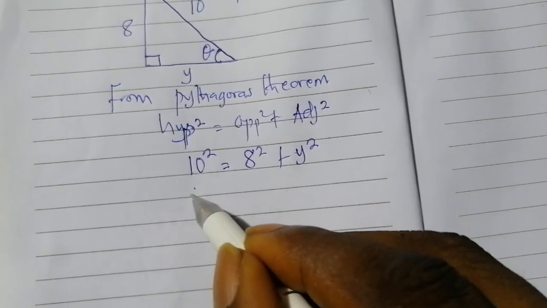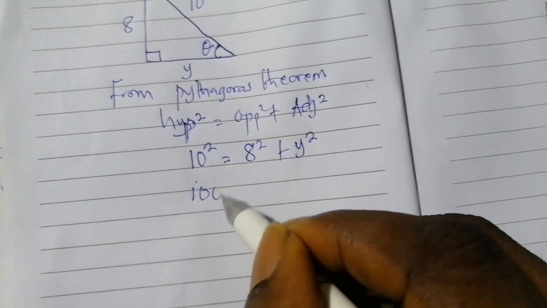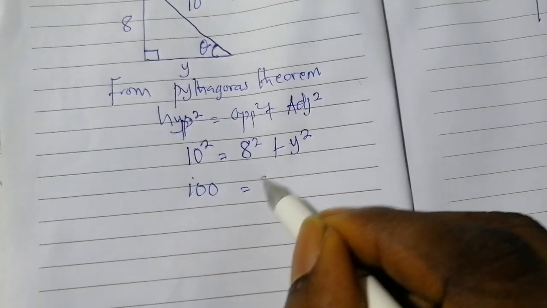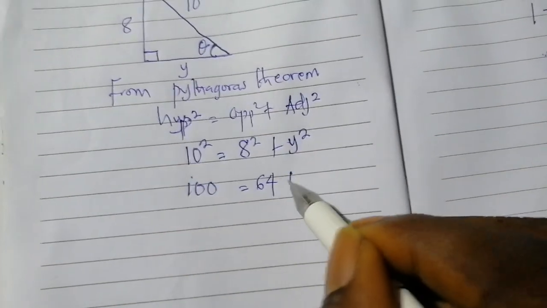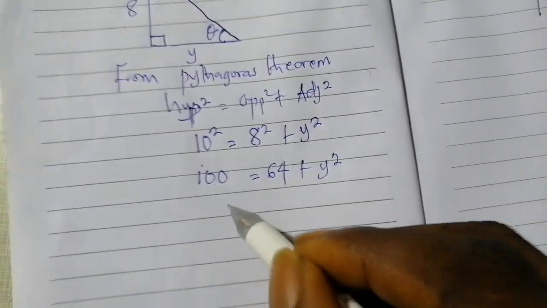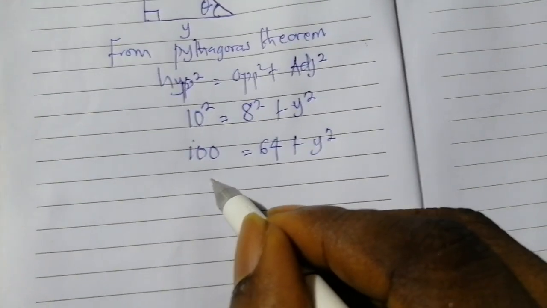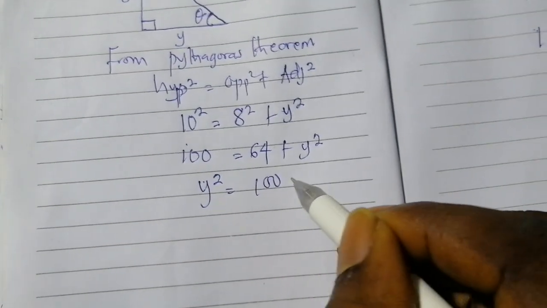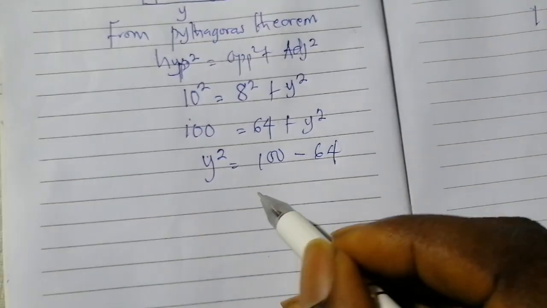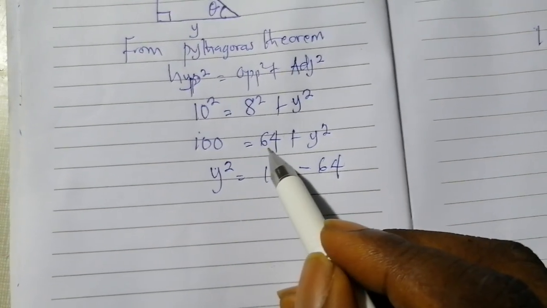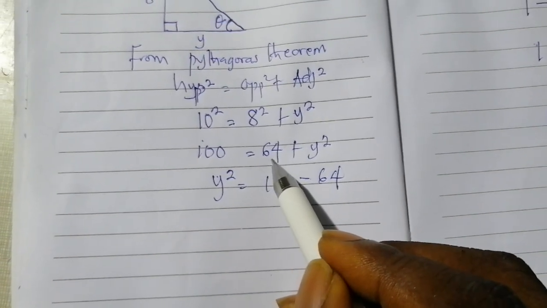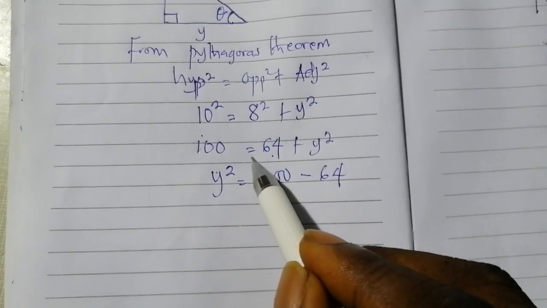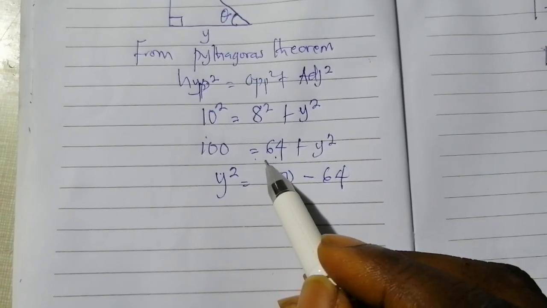So from here, 10 squared is 10 times 10, which is 100. 8 times 8 is 64, plus y squared. I can make y squared the subject of the formula here. So y squared equals 100 minus 64. I've told you if a figure crosses the equals sign, the sign will change.